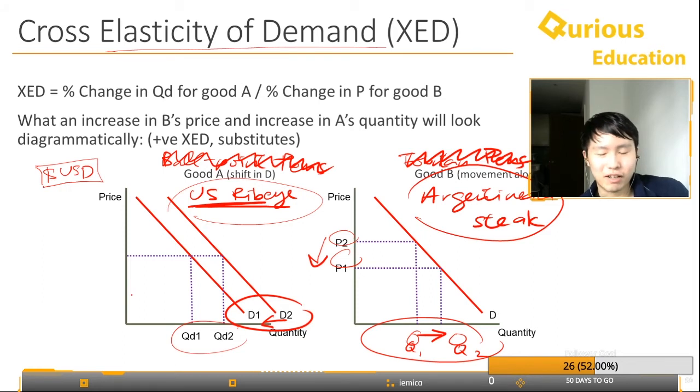But it also works the other way around. So say because of the crazy inflation in Argentina, if the price of Argentinian steak increases, we would buy less Argentinian steak, and then we would buy more US ribeye in order to compensate for our demand for beef.